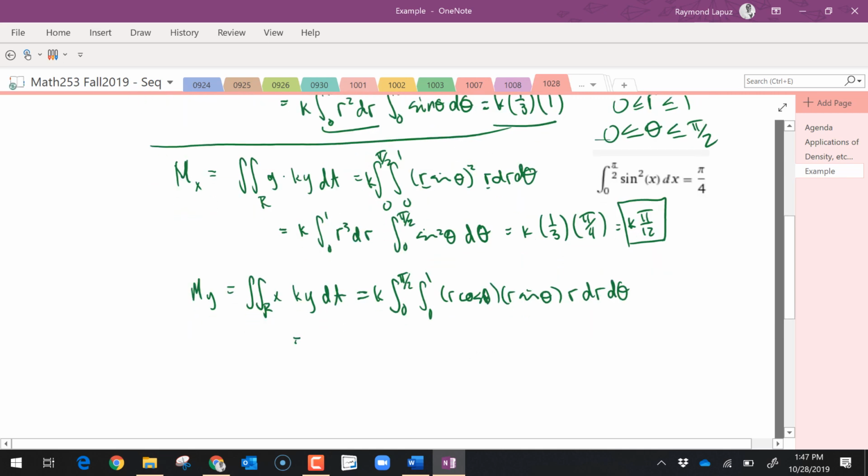Again, splitting it up because we can. The r, there's 1, there's 2, there's 3 r's again. Oh, wait, there's 3 r's this time, huh? Sorry, this should be 1/4. Nobody caught that one. This is a combination of sine and cosine, which we can easily do with a U substitution, but again, I'm going to use Wolfram.